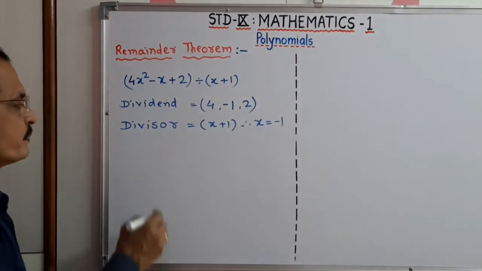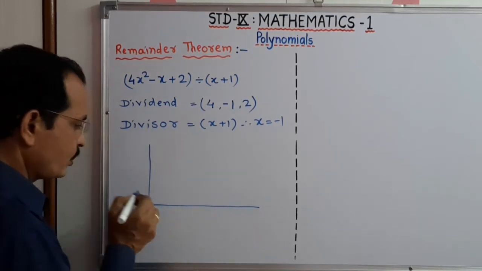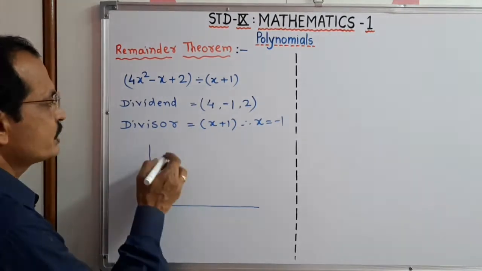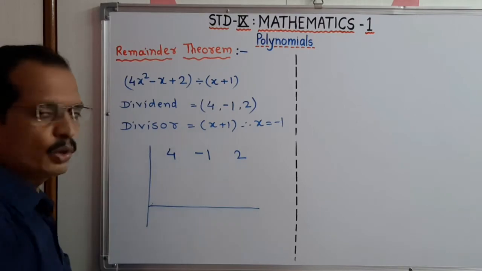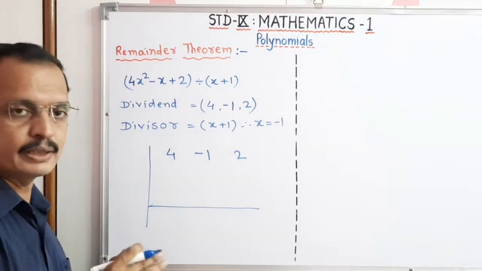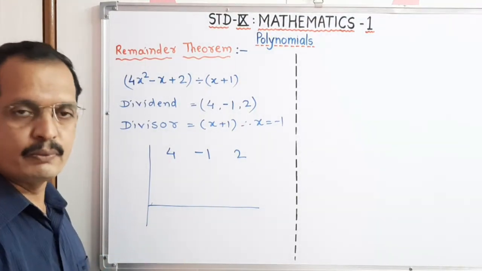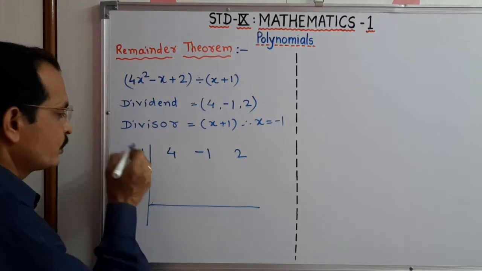Now see here, for that purpose this is a vertical line, and here we have to draw 3 rows. In the first row we write the coefficient form 4, minus 1 and 2. All of you know this. I have already explained it to you. If you have a doubt, you can see the previous video. Now see here, it is minus 1. We have to write it here.